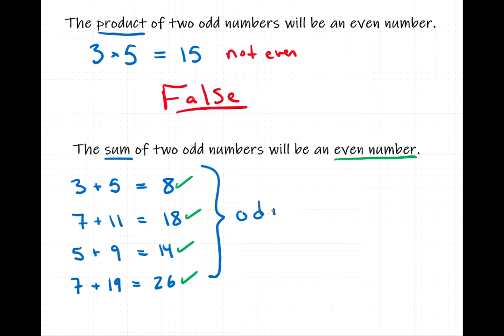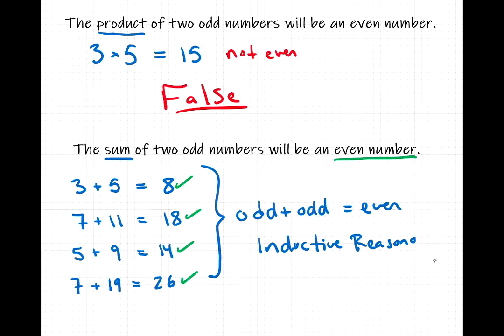So to say that because of these 4 cases, odd plus odd equals even, well, that's an example of inductive reasoning, or proof by example. Inductive reasoning is not an adequate way to prove a statement. We need to prove this is true for all odd numbers, infinitely many odd numbers, not just the 4 specific cases that I've chosen. So let's talk about how to prove this using deductive reasoning.